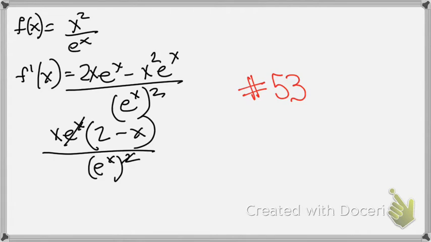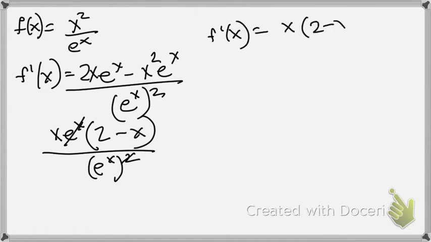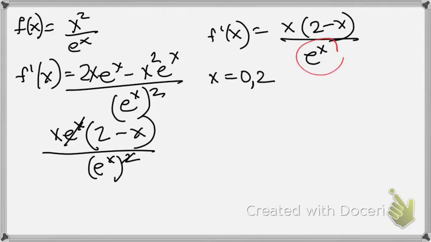So my first derivative right now would be x times (2 minus x) over e to the x. Set the numerator and denominator equal to 0. Numerator equals 0 when x is 0 and 2. Denominator equals 0 never. e to the x is always positive.